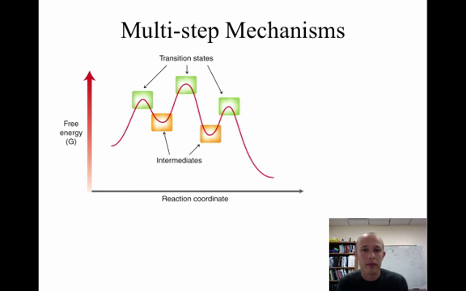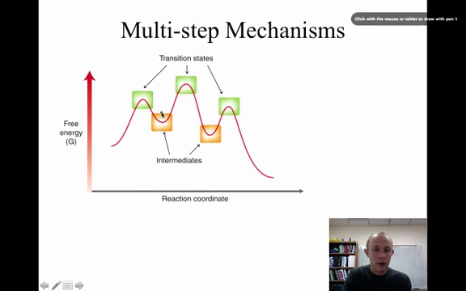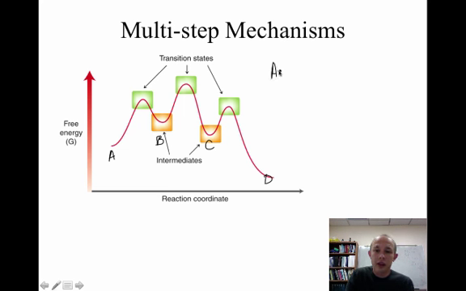What if you had a multi-step mechanism? Let's say a reaction took place in 3 steps. What you're going to see is for each step, you're going to go through a transition state and get to an intermediate. So let's say, just hypothetically speaking, reactant A goes through some transition state to form intermediate B. B goes through some transition state to form intermediate C. Intermediate C goes through some transition state to form product D. So the net reaction here would be A goes to D through intermediates B and C. This would be a 1, 2, 3 step mechanism.